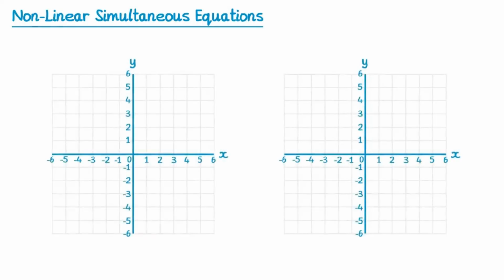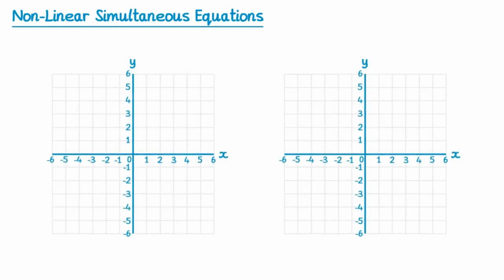So what do we mean by nonlinear simultaneous equations? Well, these are situations where at least one of the graphs of the equations doesn't form a straight line. There are two situations that frequently come up in GCSE questions.